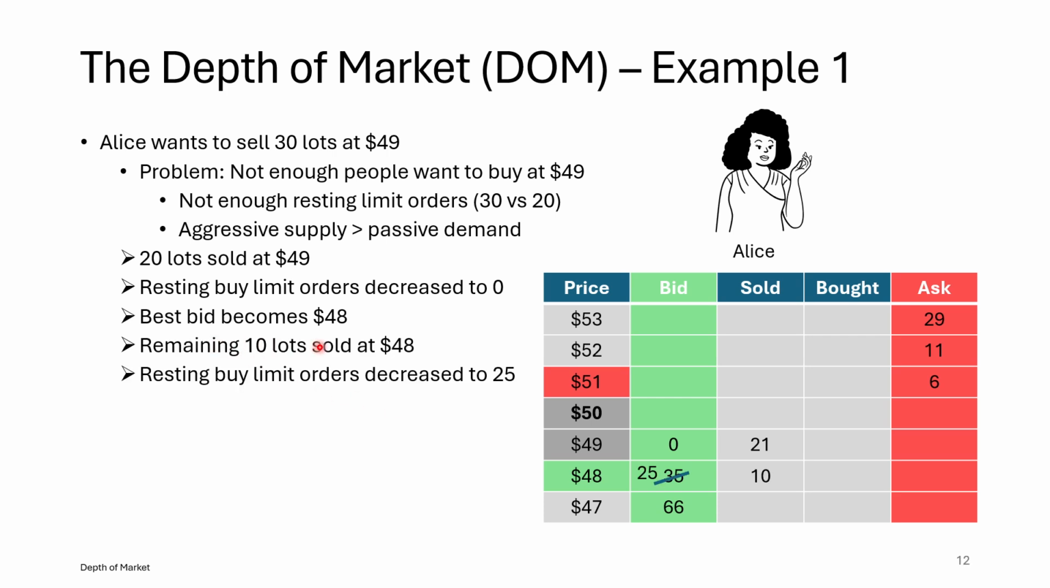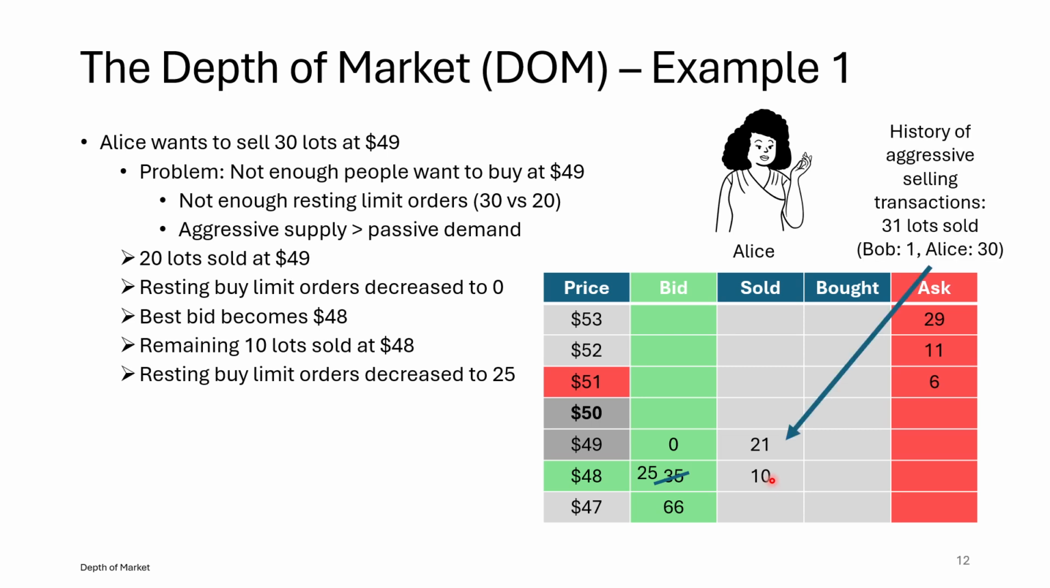Then the remaining 10 lots of her order can finally be sold at $48, which means that you can see it here, the resting buy limit orders decrease by 10 from 35 to 25. And here we can see the 10 informs us about the fact that 10 more lots have actively been sold at that price level. So as I mentioned earlier, this column basically can be considered a history of the aggressive selling transactions, right?